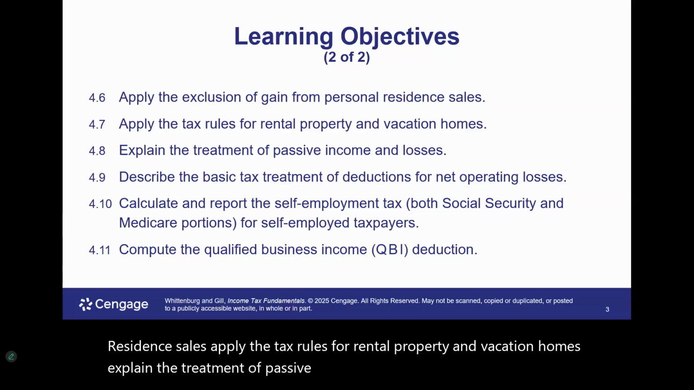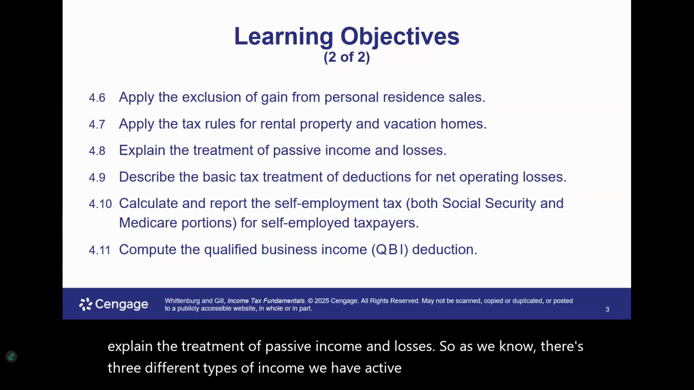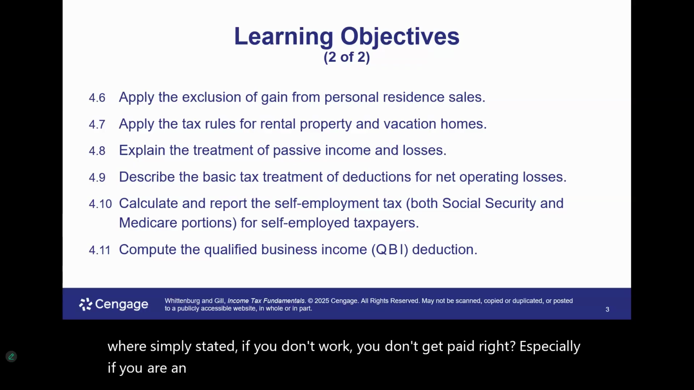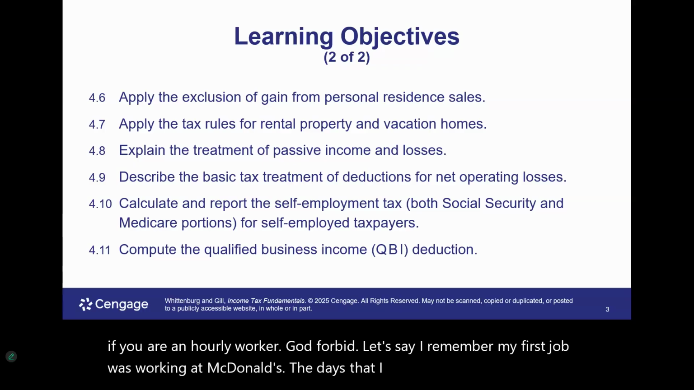As we know, there are three different types of income. We have active income. That is ultimately where, simply stated, if you don't work, you don't get paid, especially if you are an hourly worker. I remember my first job was working at McDonald's. The days that I did not go into that job, I did not get paid. So that is active income.